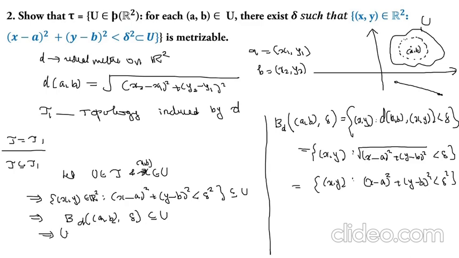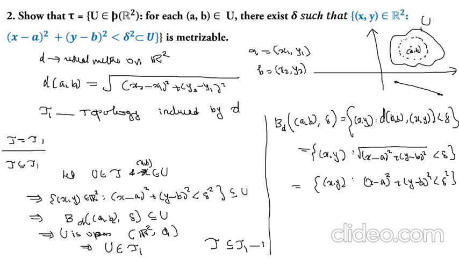That means U is open in (X, D), U is open in (R2, D). We consider X as R2. That implies U is open with respect to the metric, and tau1 is the topology induced by D. That is, tau1 consists of all those sets which are open with respect to D. Here we get U is open with respect to D. Therefore, we get U belongs to tau1. Therefore, we can say that tau is a subset of tau1.